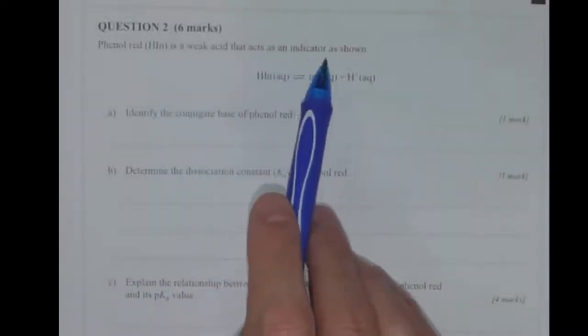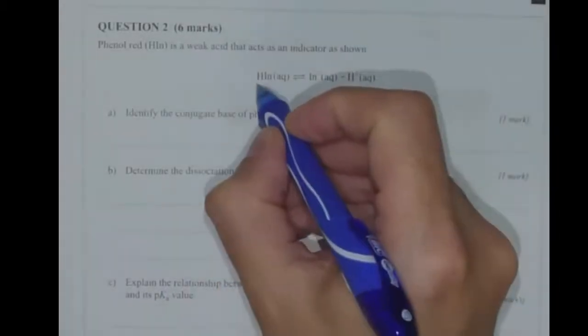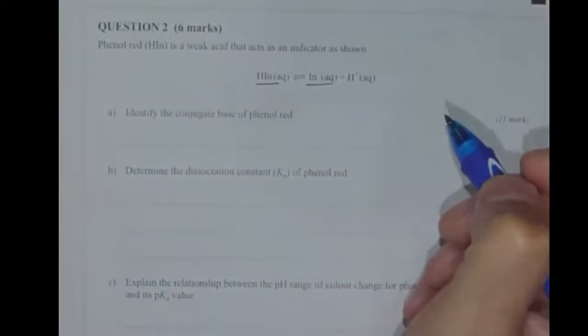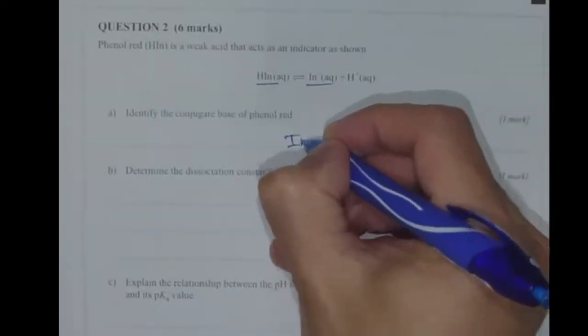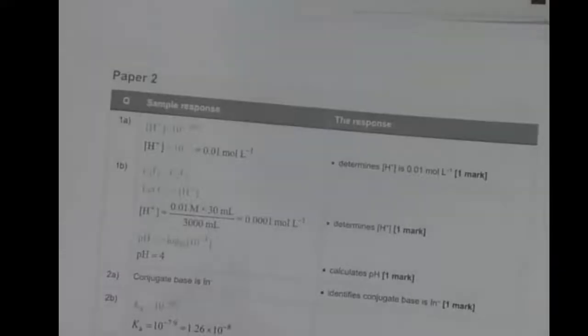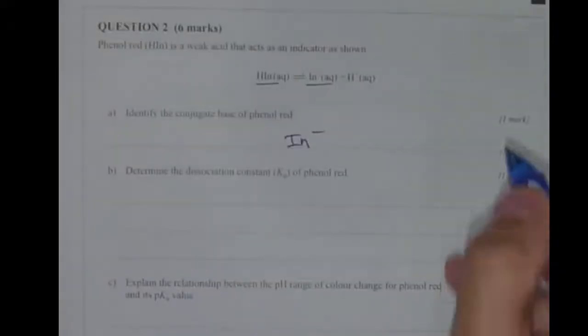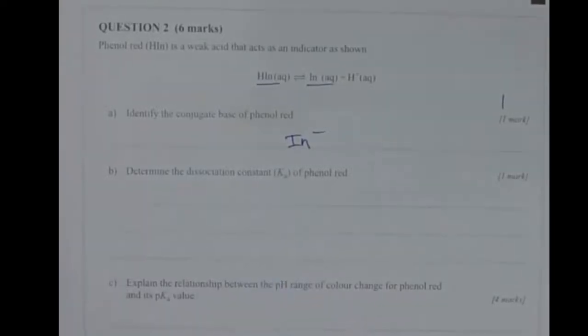Question 2. Phenol red is a weak acid that acts as an indicator as shown. Identify the conjugate base in phenol red. It's always plus or minus a H plus, so really they can't ask for more than that. Mark scheme. Yeah. Okay.